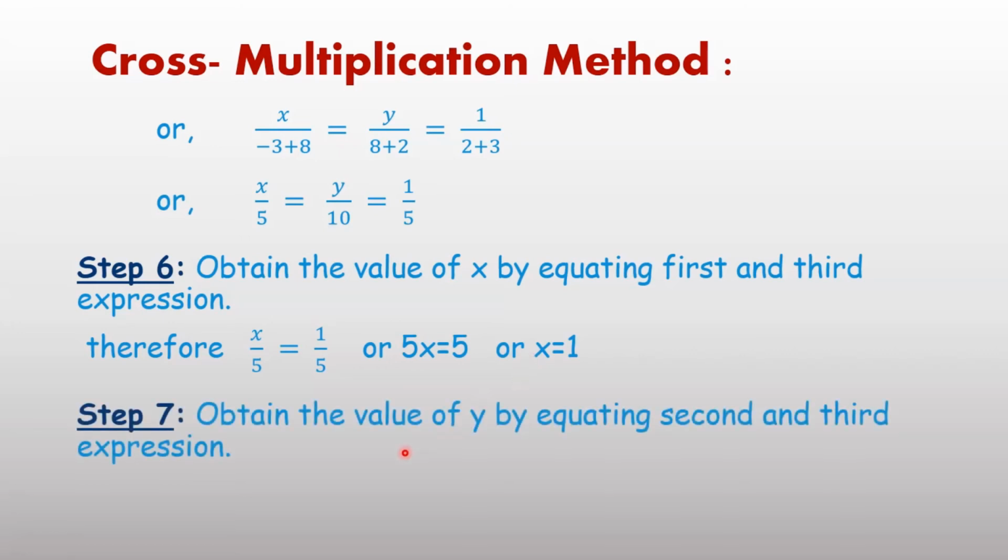Next step, equate second and third term, means y upon 10 equal to 1 upon 5. y upon 10 equal to 1 upon 5. Cross multiply: 5y equal to 10, or y equal to 10 upon 5, that is y equal to 2.